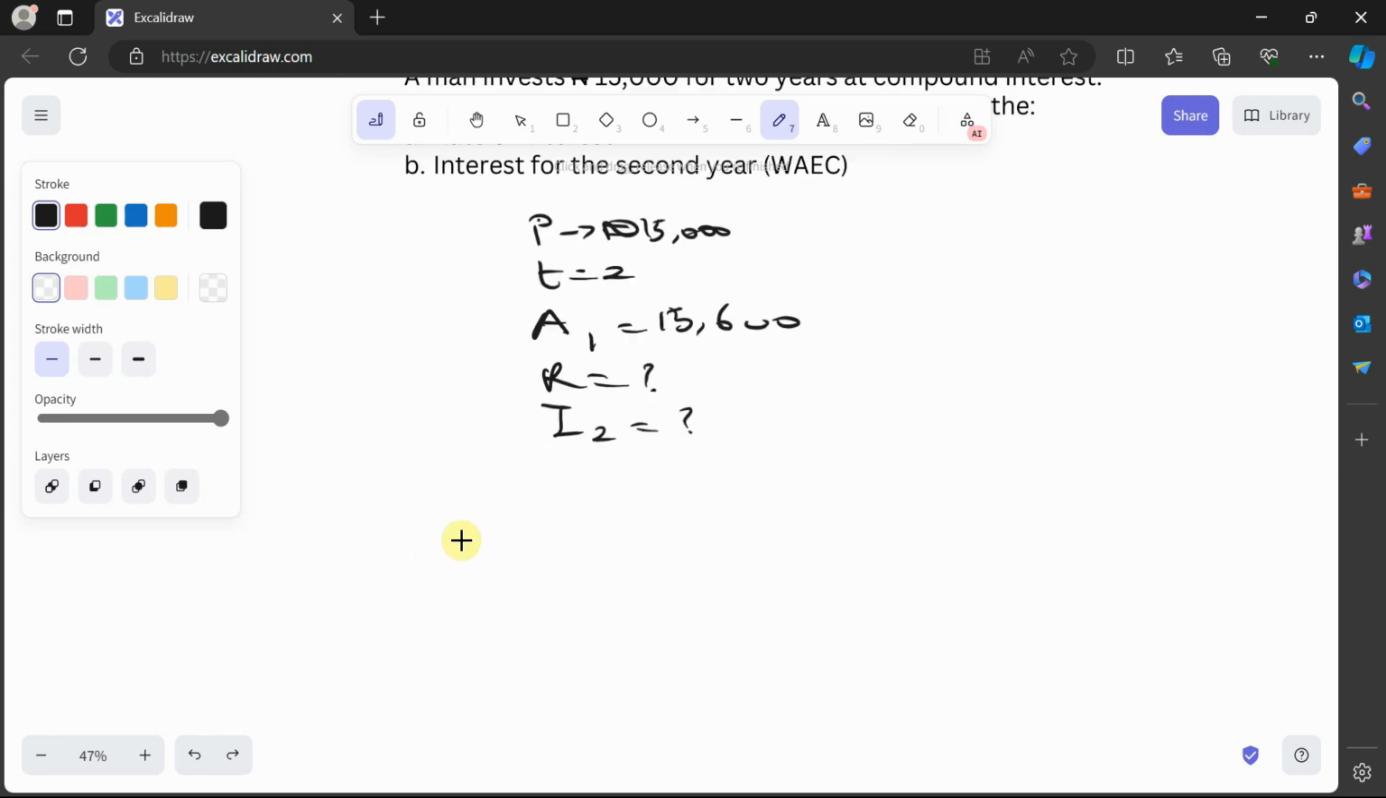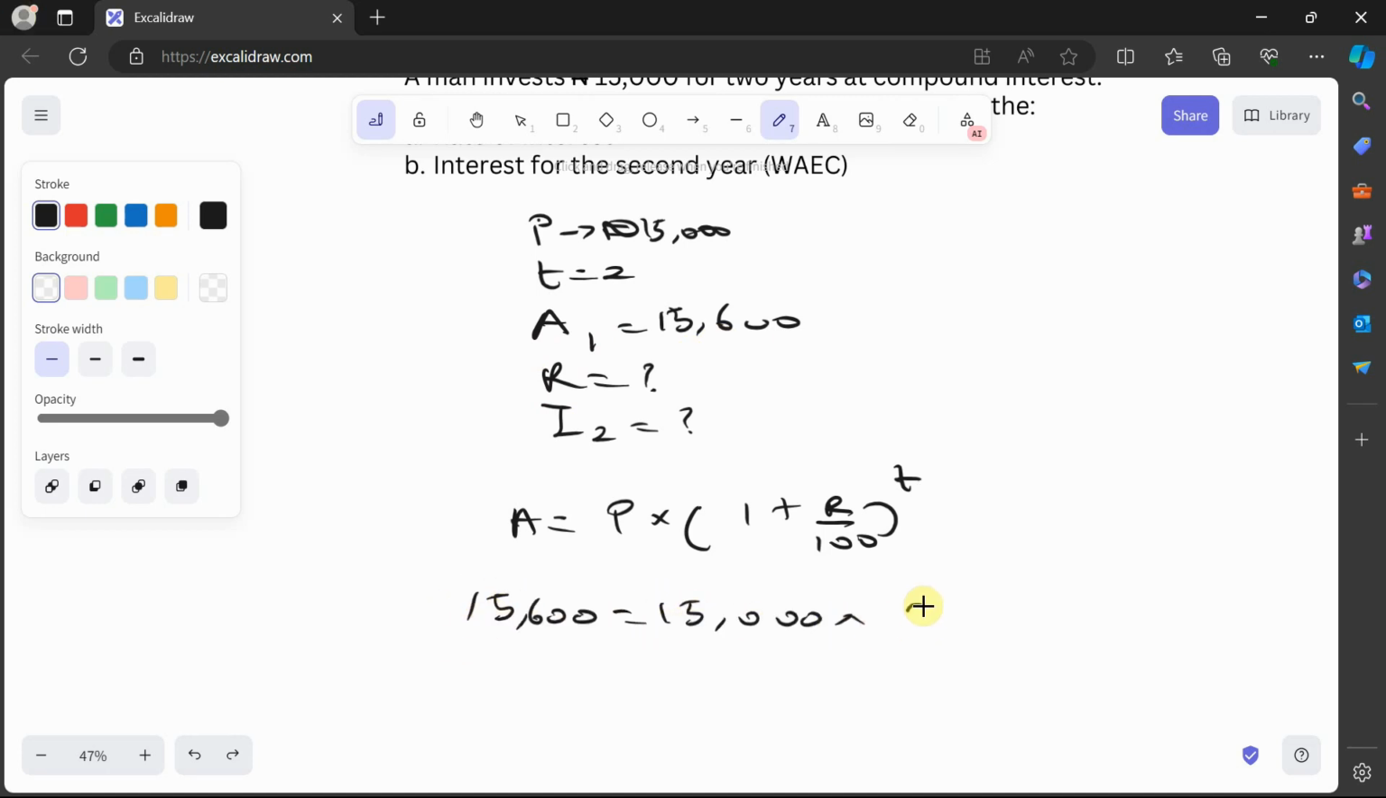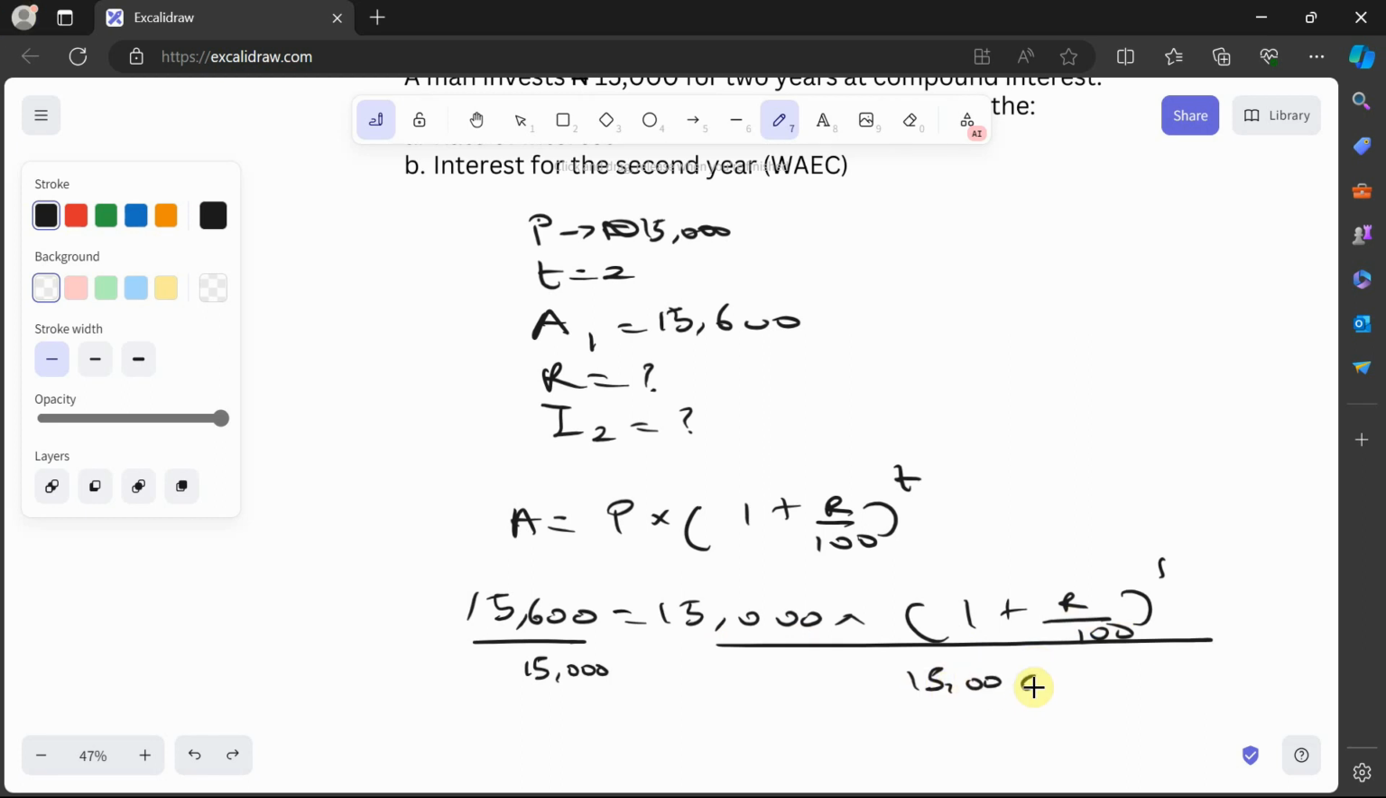So from the compound interest formula, I know that my A is going to be P times 1 plus R over 100 raised to the power of t. The amount is 15,600. The principal is 15,000 times 1 plus R over 100, which we don't know, raised to the power of t, which is 1. So if we do this and I divide both sides by 15,000, just to make 1 plus R over 100 stand alone, the 15,000 would cancel this.